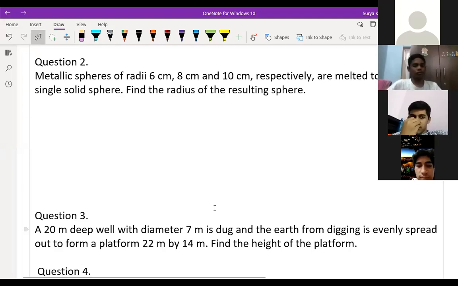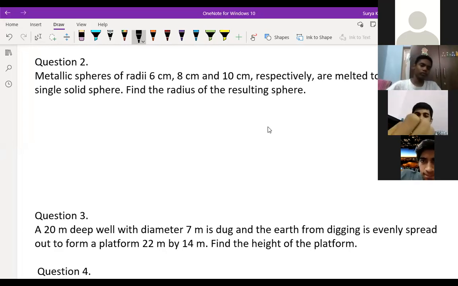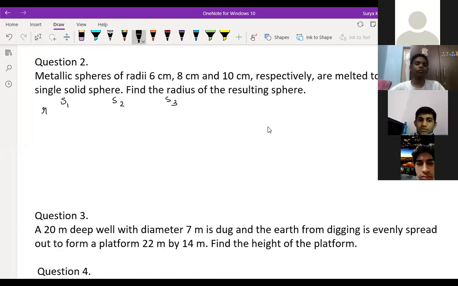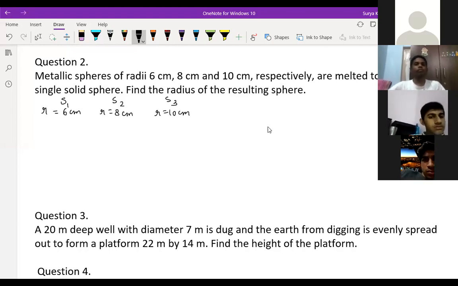Then, okay, fine. Now, metallic spheres of radius. There are 3 spheres, okay. So I'm writing here 3 spheres. Sphere 1, sphere 2, sphere 3. First sphere has radius 6 centimeter. Second sphere radius is 8 centimeter. Third sphere radius is 10 centimeter. See, all the radii are different. You write here R1, R2, R3.